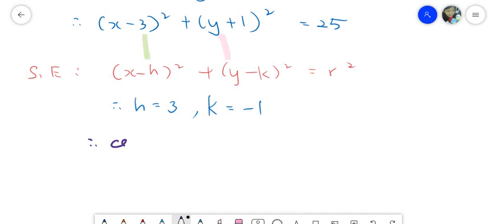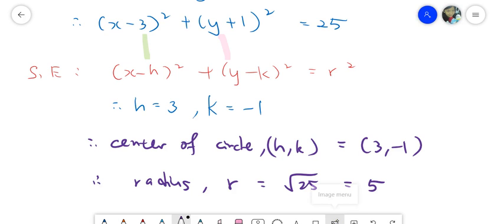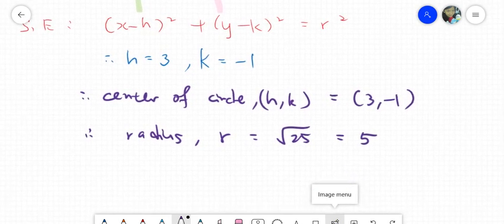So from here, center of the circle, that is (h, k), actually equal to (3, negative 1). So radius r is actually square root of 25, that is 5. So answer back the question. So there you go.